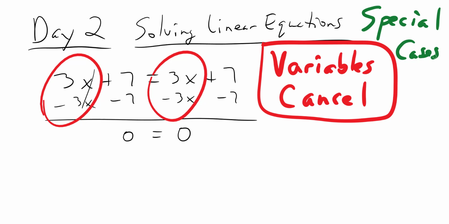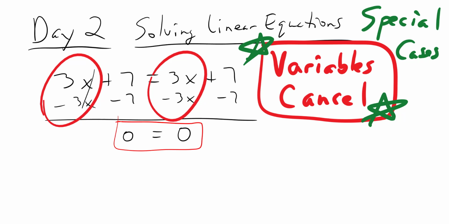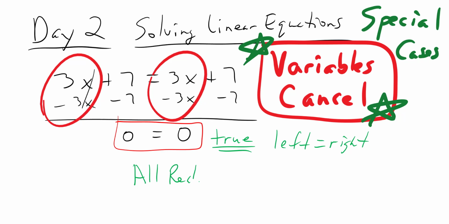Again, if the variable cancels, then you look at this final result right here. Is this true? Does 0 equal 0? Well, of course it's true. I'm going to write true. So if the variables cancel and the left side equals the right side, which it does, your answer to this problem is all real numbers. You can learn it 2 different ways, and I don't care which you use, so I'm going to teach you both ways. All real numbers.